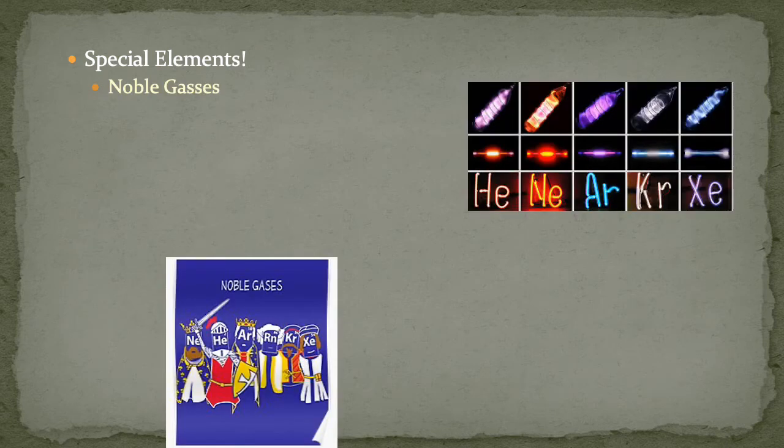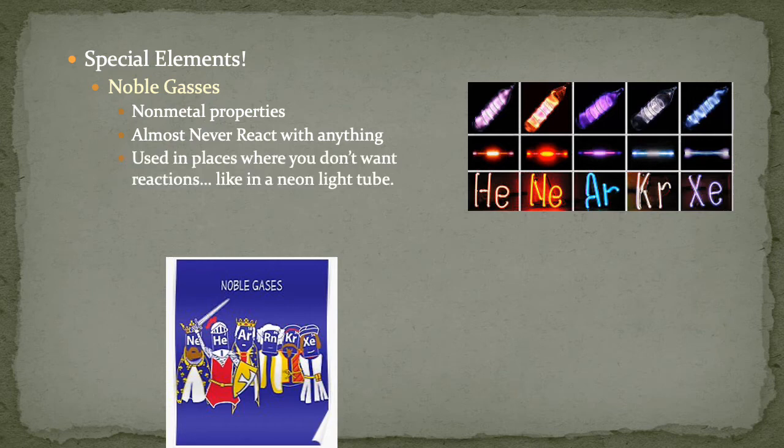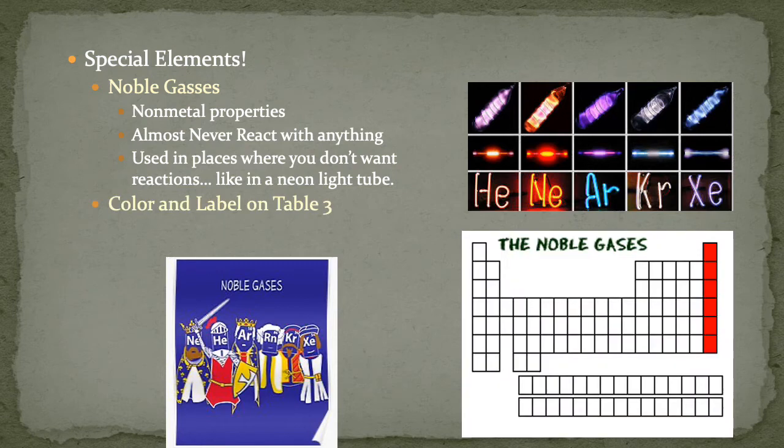The last group of special elements we want you to get are the noble gases: helium, neon, argon, krypton, and xenon. They are also nonmetals, so they have nonmetal properties, and they are so unreactive they almost never react with anything. They're used in places where you don't want reactions, like in a neon light tube, or like in fluorescent lighting above us in our classroom. Noble gases are extremely unreactive. Go ahead and color and label those on table 3.